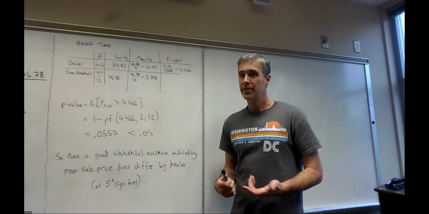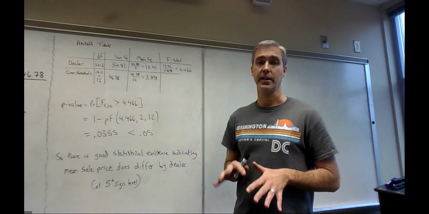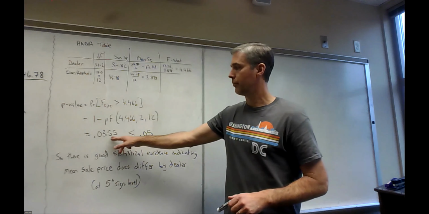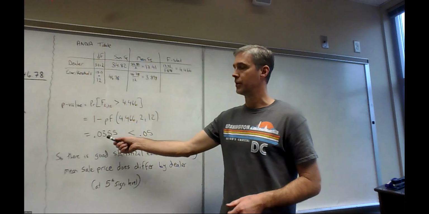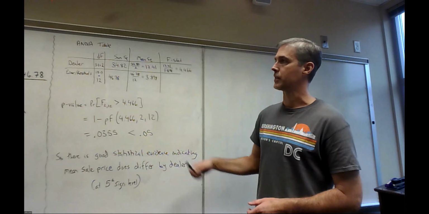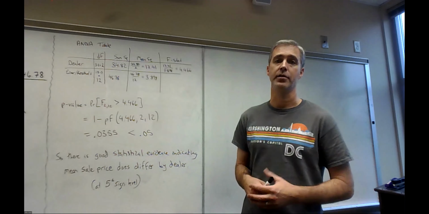So I could say there's good statistical evidence indicating that the mean sale price does in fact differ by dealer. It's not overwhelming. I mean, 3.5% is close to 5%. It's not like 0.00003. But at the 5% significance level, we could reject the null hypothesis in this case and say the dealers have different average sale prices.